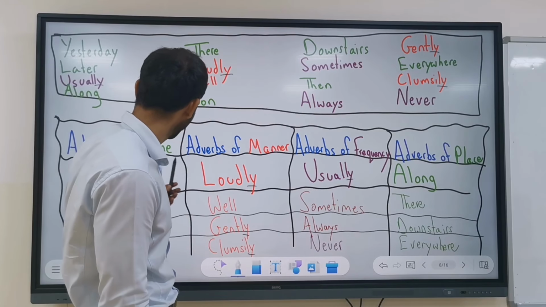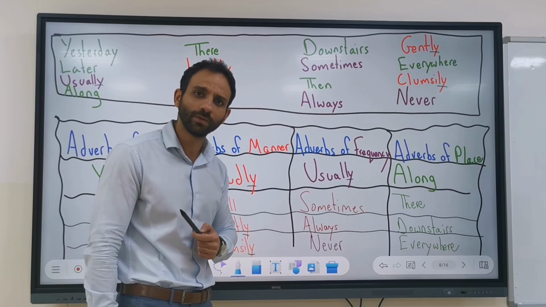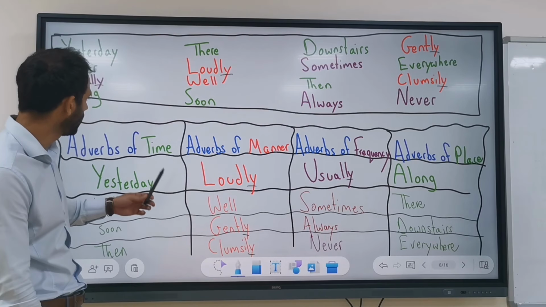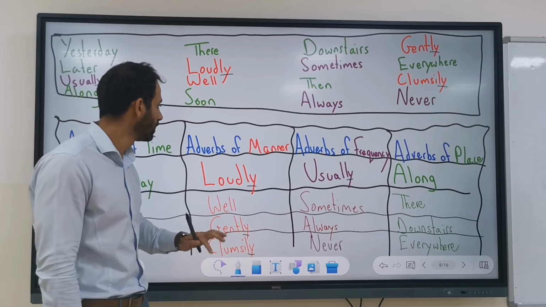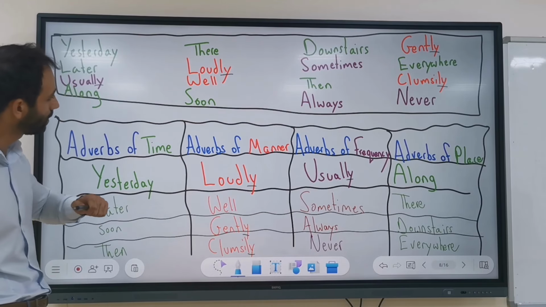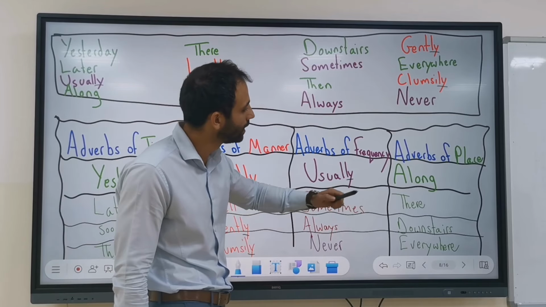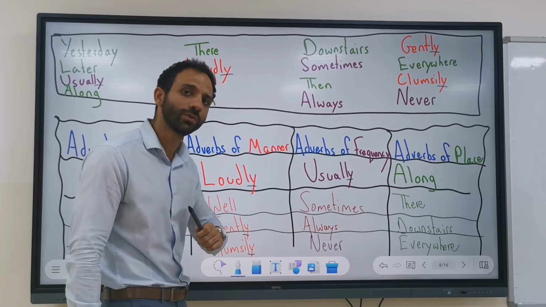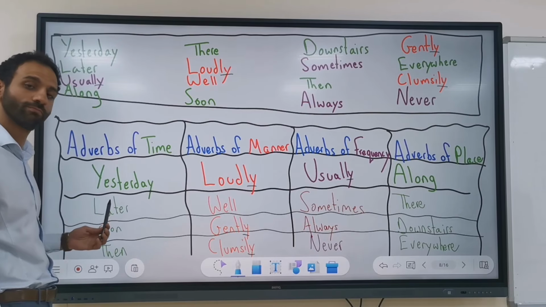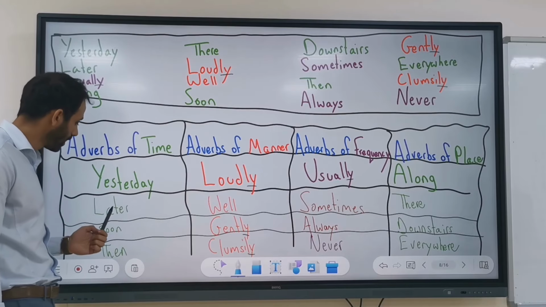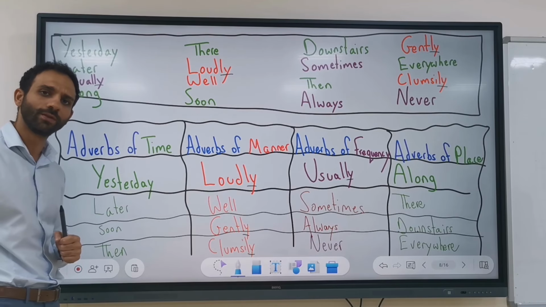The types of these adverbs are not very many for you guys. There are going to be only 1, 2, 3, and 4 for this time, and a few more to come. For the ones here, we have adverbs of time, manner, frequency, and place. Starting with the first simple two. Adverbs of time are words that show time. As you can see, yesterday, later, soon, and then.